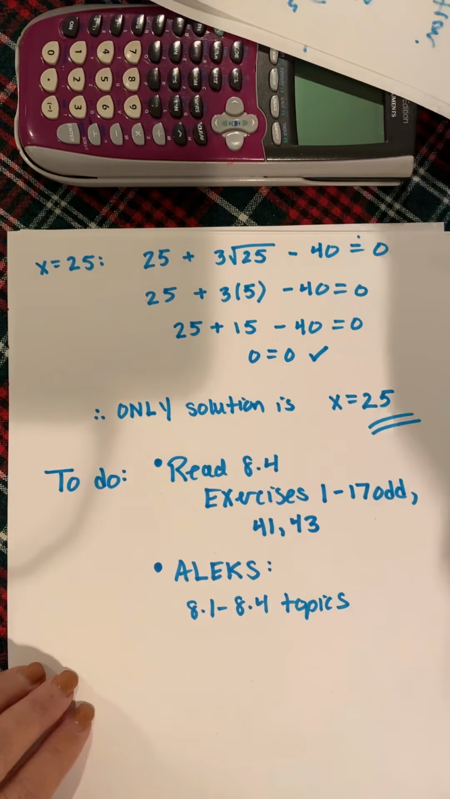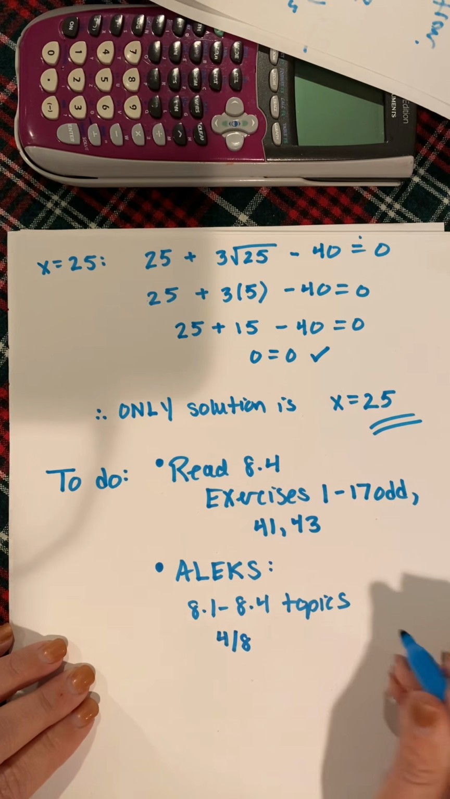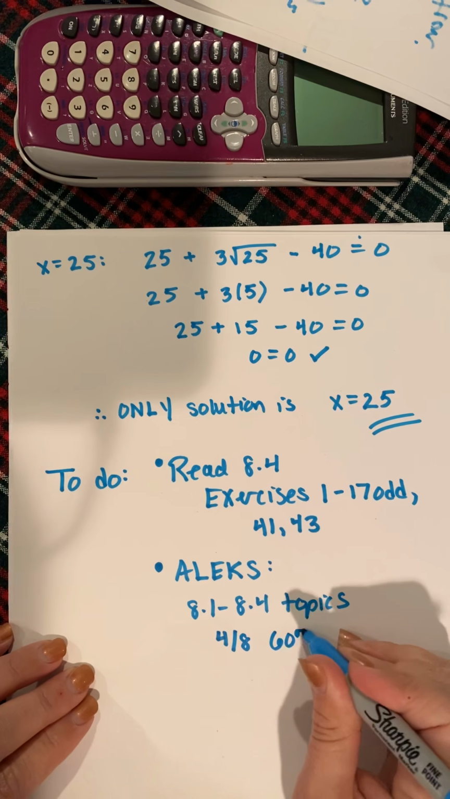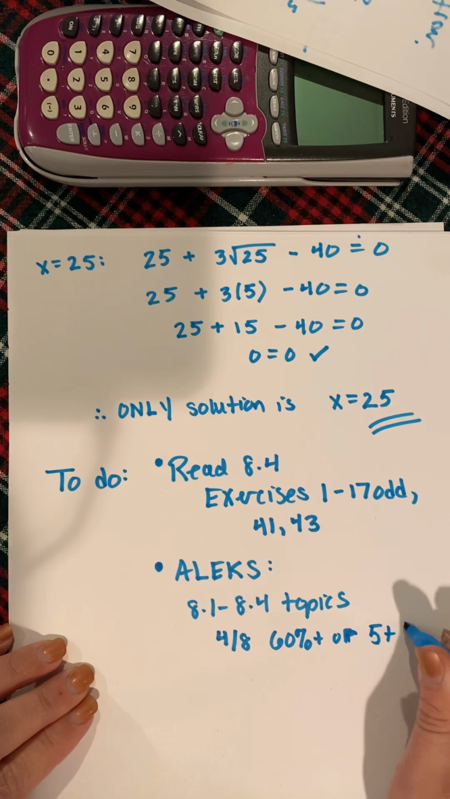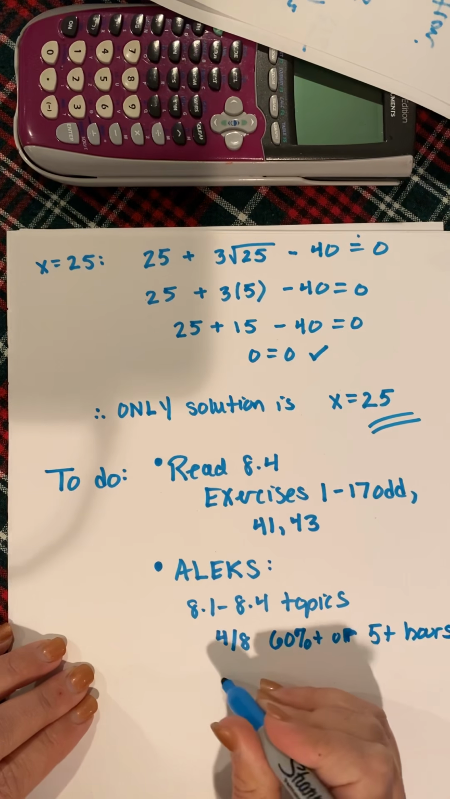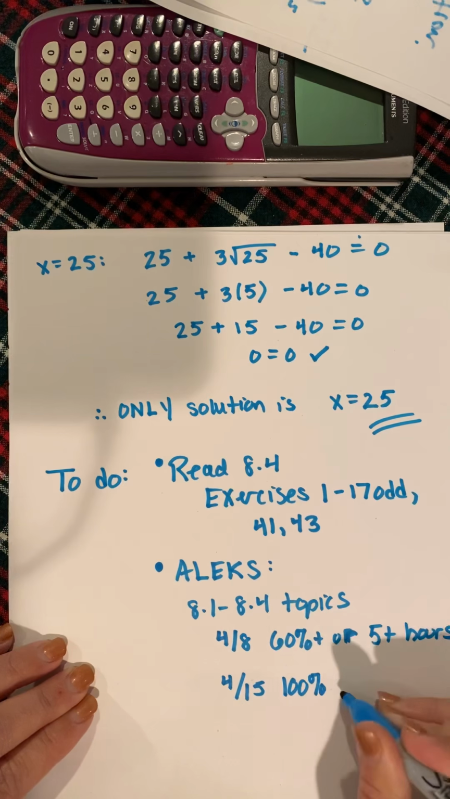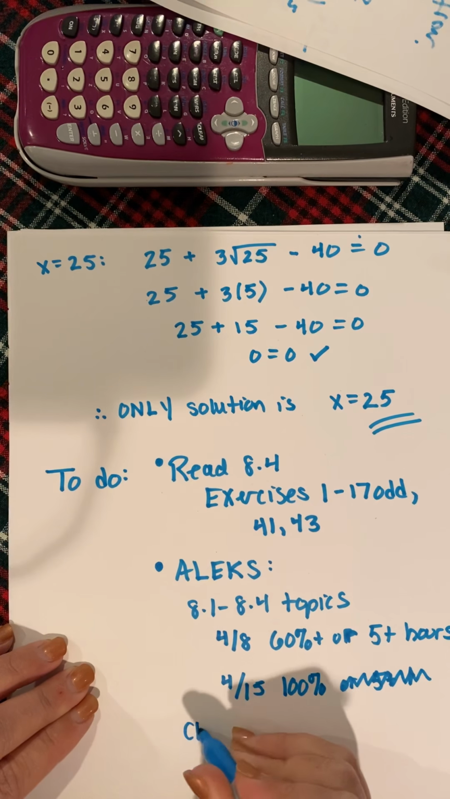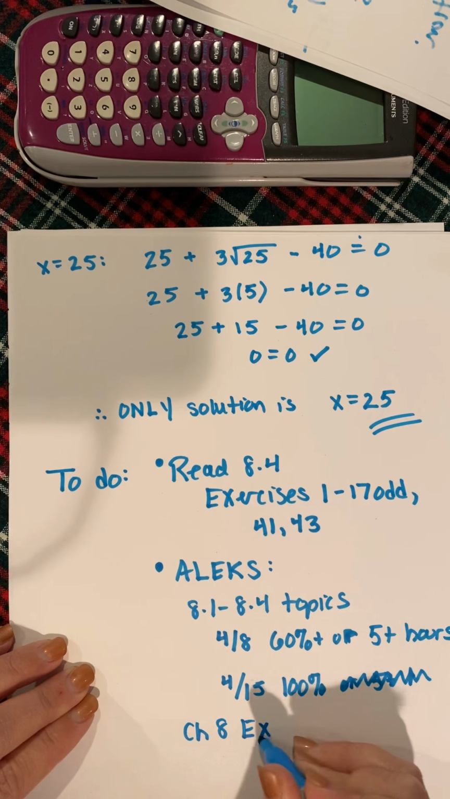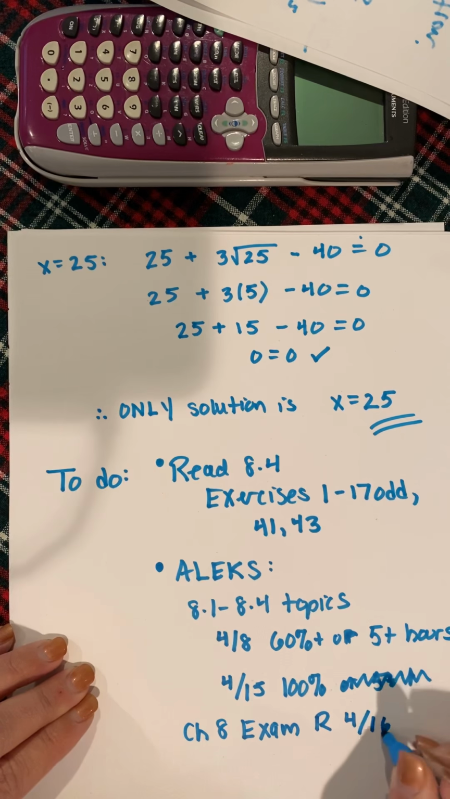So your schedule of times. So today, let me see, for 4-8, 60% plus or 5+ hours. So for 4-15, you should be at 100% because you have a test the next day. So let's get rid of that. Chapter 8 exam on Thursday, 4/16. Same process as last time.